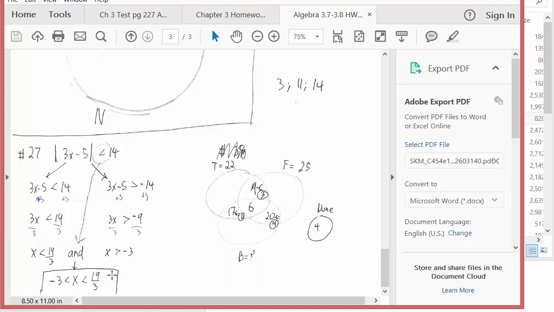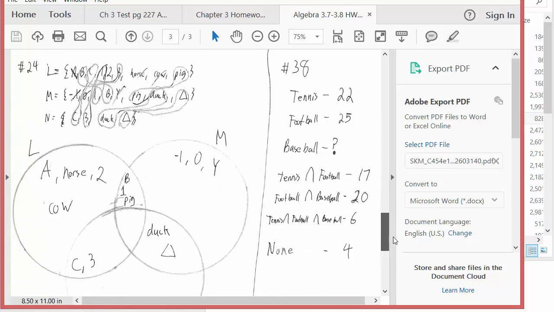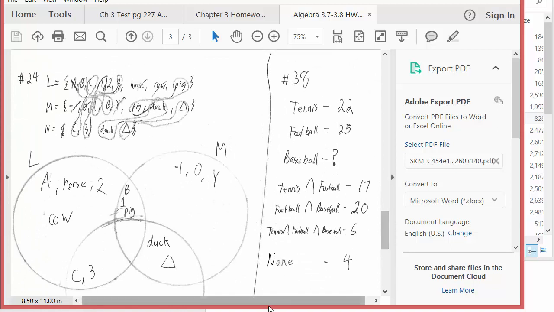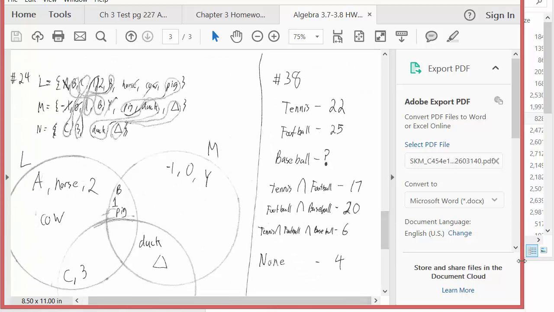Or the way you'd really read it in English, x is between -3 and 19 thirds. But it doesn't include -3 or 19 thirds because it's not less than or equal to. It's just strictly less than for these symbols. So it's just between these two numbers. But notice that when there's a less than symbol after an absolute value, you're going to have that and case. Now there would be an or case if there were a greater than symbol right here. Then you'd have an or case. So let's look at the last one that was requested, number 38 here.